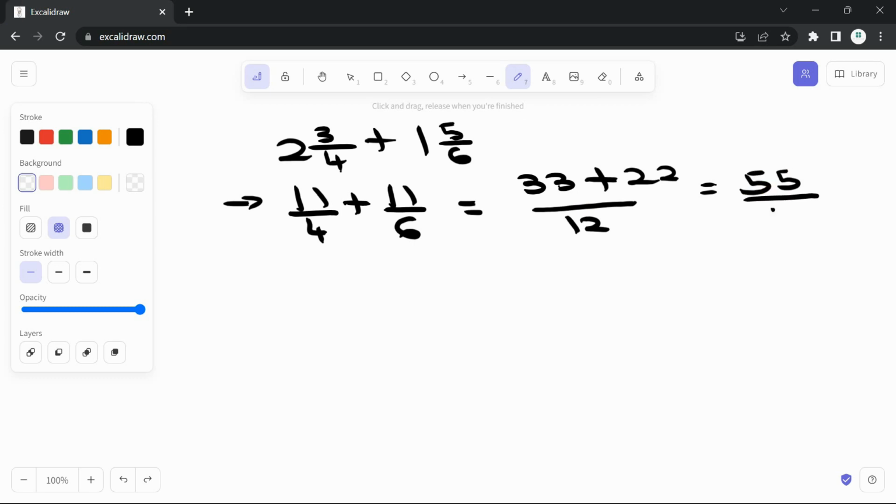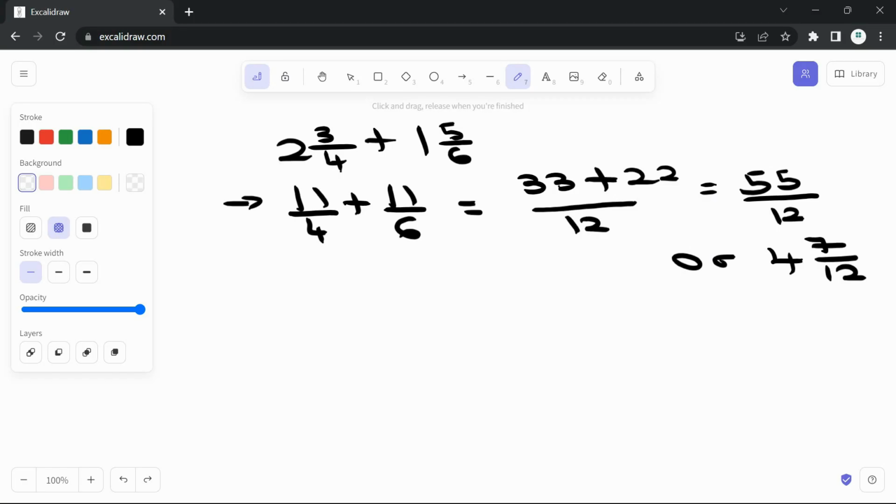If I divide it by 12, this is our answer in terms of improper fraction, or we could leave it in terms of mixed numbers. How many times can 12 go into 55? You can press your calculator to check that. That is 4, because 12 times 4 is 48. What will be remaining? 55 minus 48 is 7. So 4 and 7 over 12. This should be our answer.